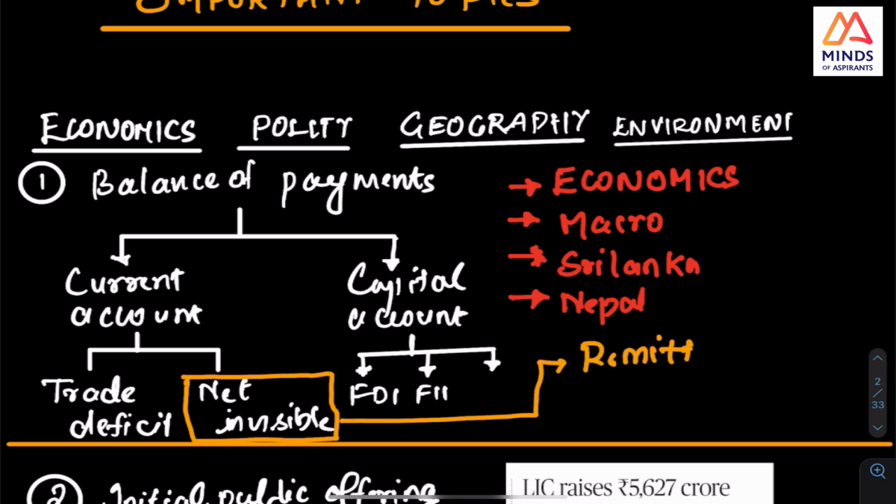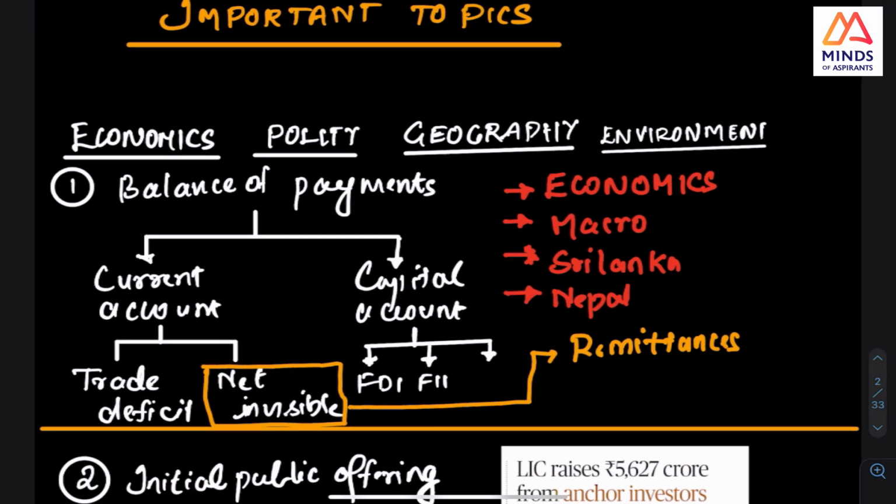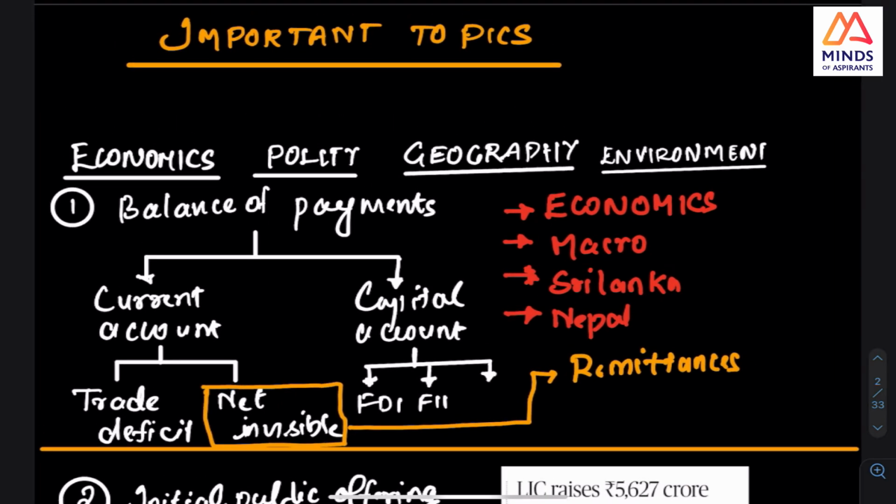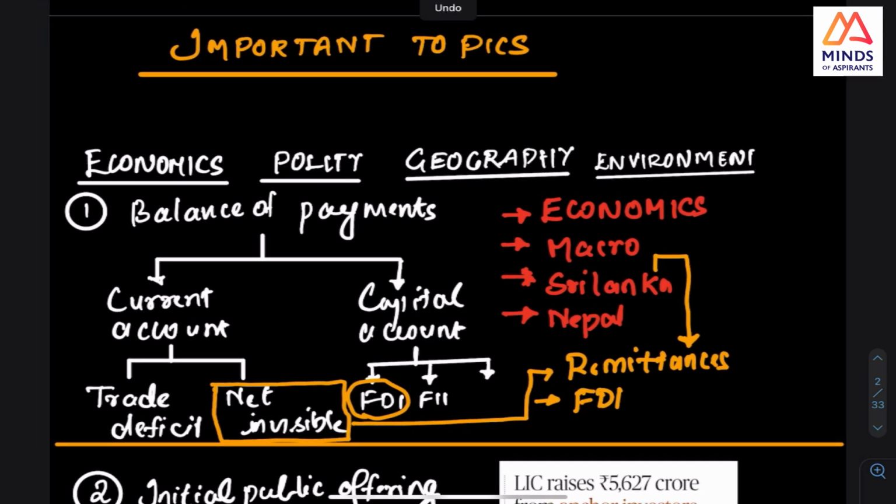If you look at it, there is the current account and the capital account. In the current account, you will have the trade deficit and net invisibles, and in the capital account, you will have FDI, FII, and other capital assets which are transacted over a year. This remittances is where the crisis in Sri Lanka happened, and also this FDI. Post the war which ended in 2009, FDI in Sri Lanka was a little bit better.